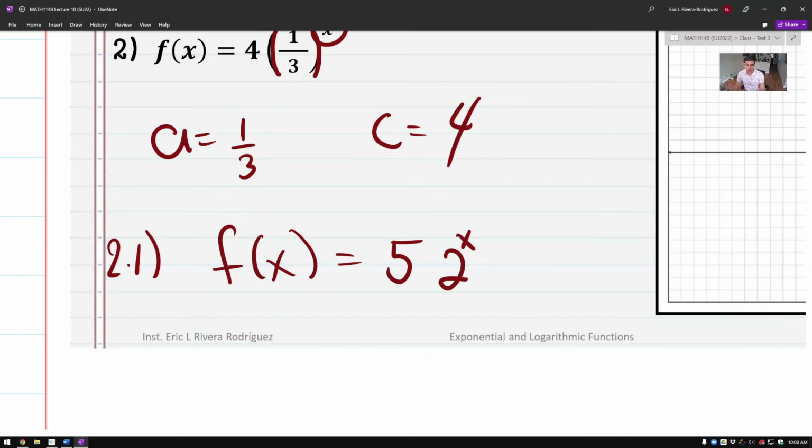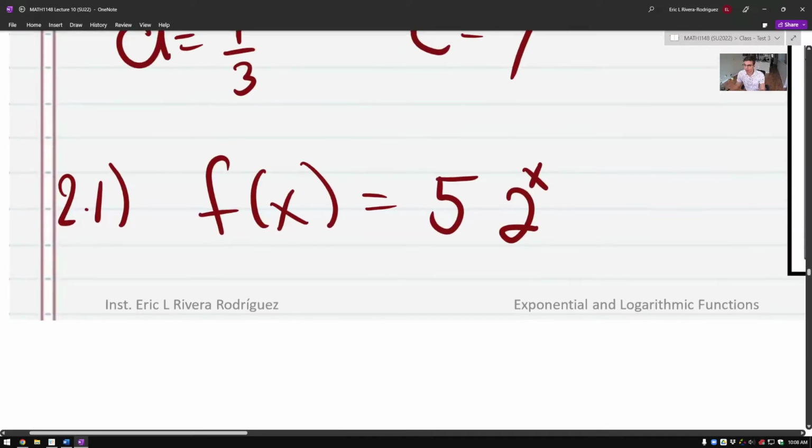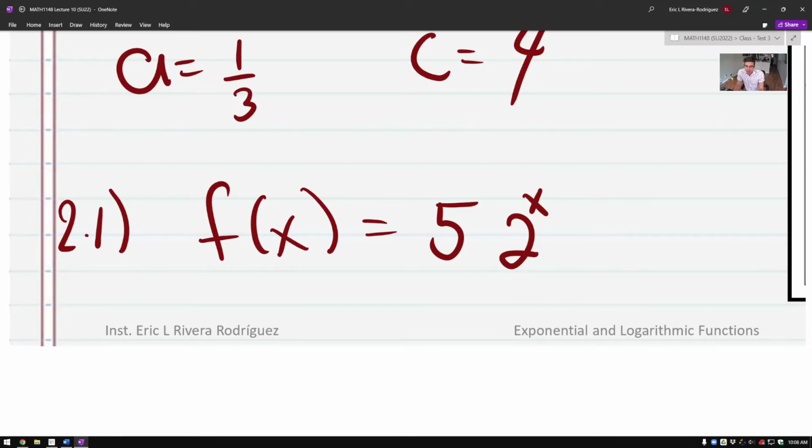Now we need to be careful. Obviously, I made a tiny space here to differentiate these 5 and 2 from the number 52. So this is not 52. What we are seeing here is 5 times 2 raised to the power of x. Now, can you identify the value of A and can you identify the value of C here?